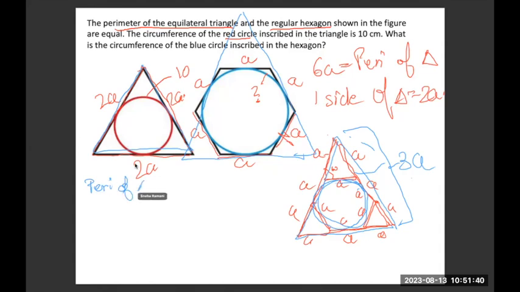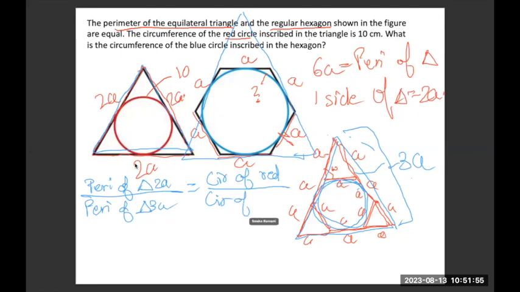What I'm given is perimeter of triangle 2A upon perimeter of triangle 3A will be equal to circumference of red circle upon circumference of blue circle. Because both are equilateral triangles and the red circle and the blue circle are inscribed in the equilateral triangles, I can equate them like this. Is this clear, everybody?